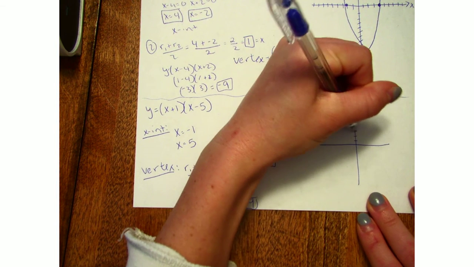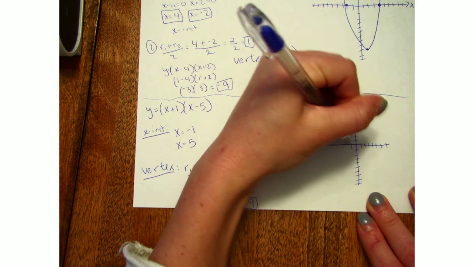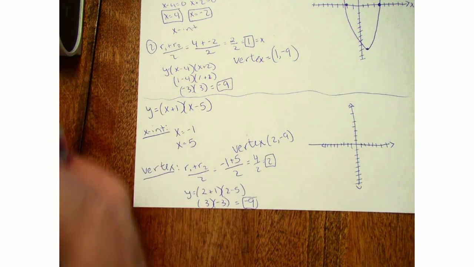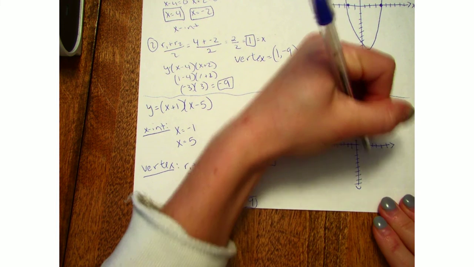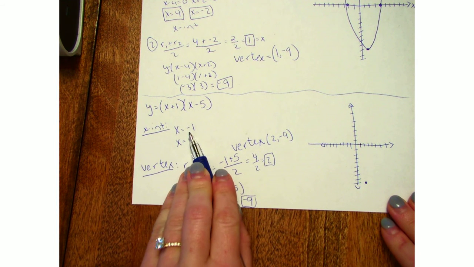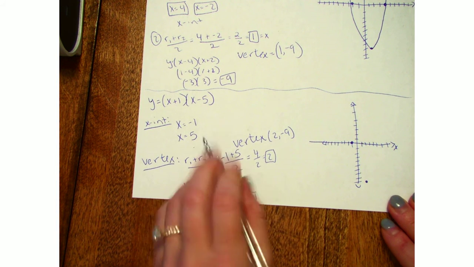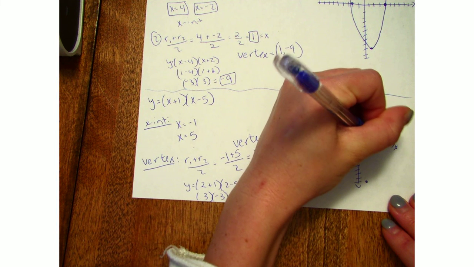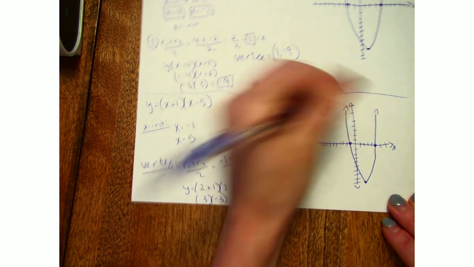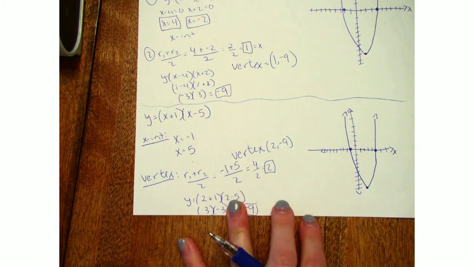Move on over. Quick sketch. Done. So vertex 2, -9 is right about there. And then your one root is -1, goes on your x-axis. Other root is +5. And there's your parabola.